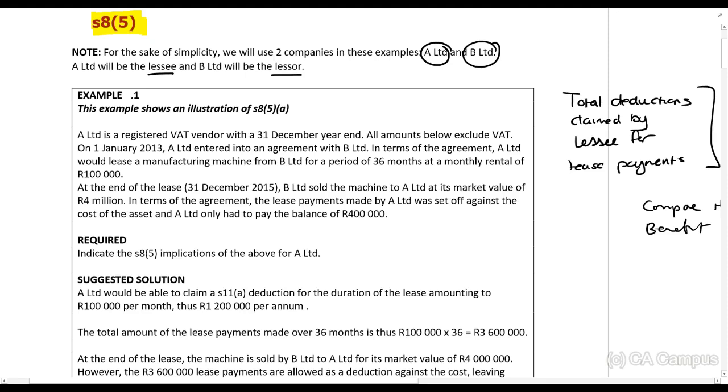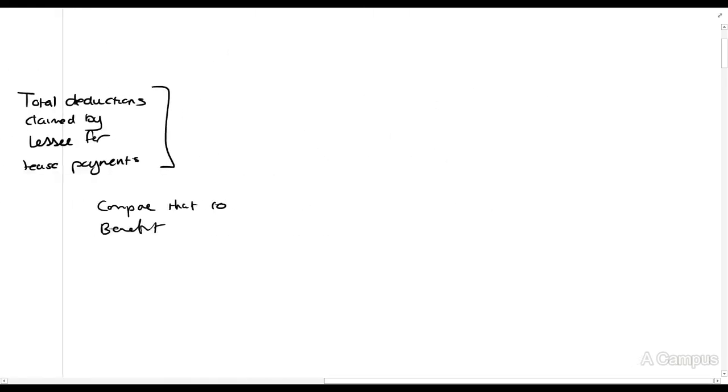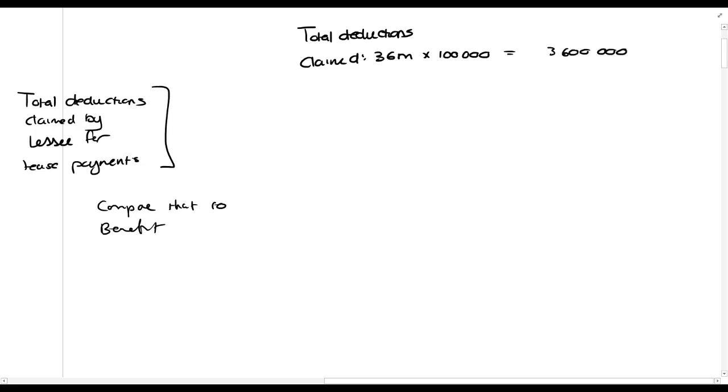At the end of the lease, B Limited sold the machine to A Limited at its market value of 4 million rands. In terms of the agreement, the lease payments made by A Limited were set off against the cost of the asset, and A Limited only had to pay the balance of 1 million. Right, so total deductions claimed in the past, 36 months times 100,000 rands a month, so 3.6 million rands. That is what you've claimed under section 11A as a deduction.